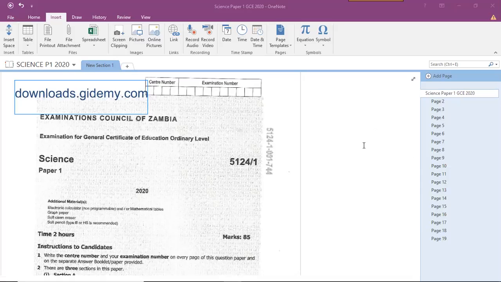So I just told myself, all right, I'm going to focus on two papers. We're going to do Science Paper 1, 2020, which is the physics paper. It has got three sections. Then once we are done with this one, we're going to move on to Science Paper 2, which is the chemistry paper, which also has three sections. So in the exam, you're going to encounter a paper that looks like this.